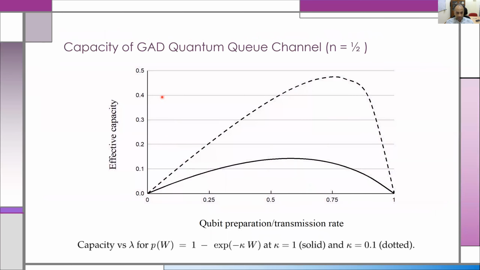Here is a plot of the capacity against lambda, which is the transmission rate, normalized to a service rate of 1. This is for rapid decoherence. This is for slower decoherence. As you can see, the capacity increases and then falls rapidly as the arrival rate lambda approaches the service rate of the queue. That's because the more the qubits wait in queue, the more they decohere. And as lambda approaches 1, there is a whole lot of waiting and therefore a lot of decoherence.